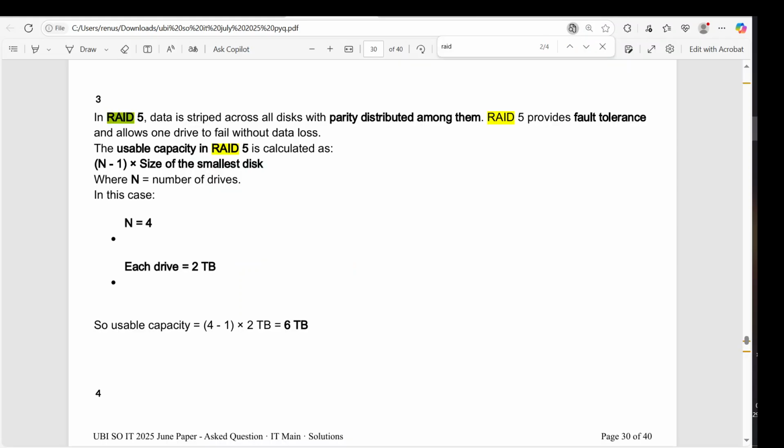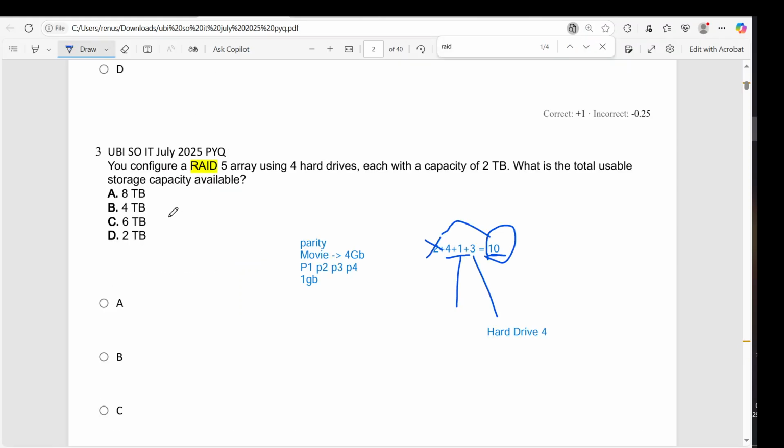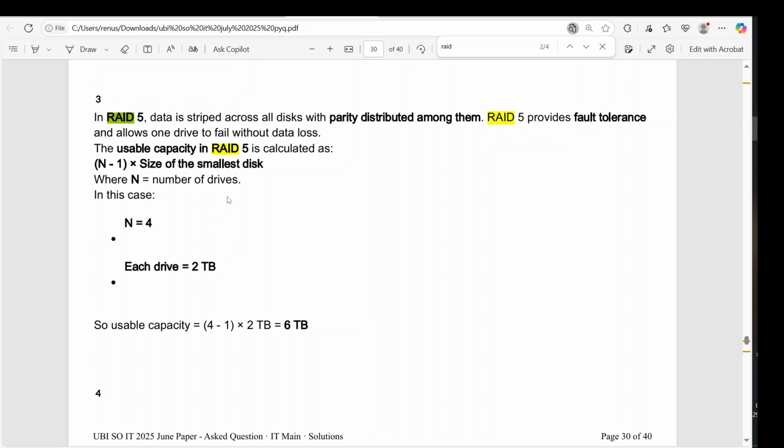Now let's solve this question. You have understood what RAID 5 is. So what does it say? You want to configure a RAID 5 using four hard drives, each having a capacity of 2 TB. What is the total usable storage available? I'm using RAID 5, so I know that one hard drive, or one space, is allocated for the parity bit. It means when I do the calculation, I need to account for fault tolerance.